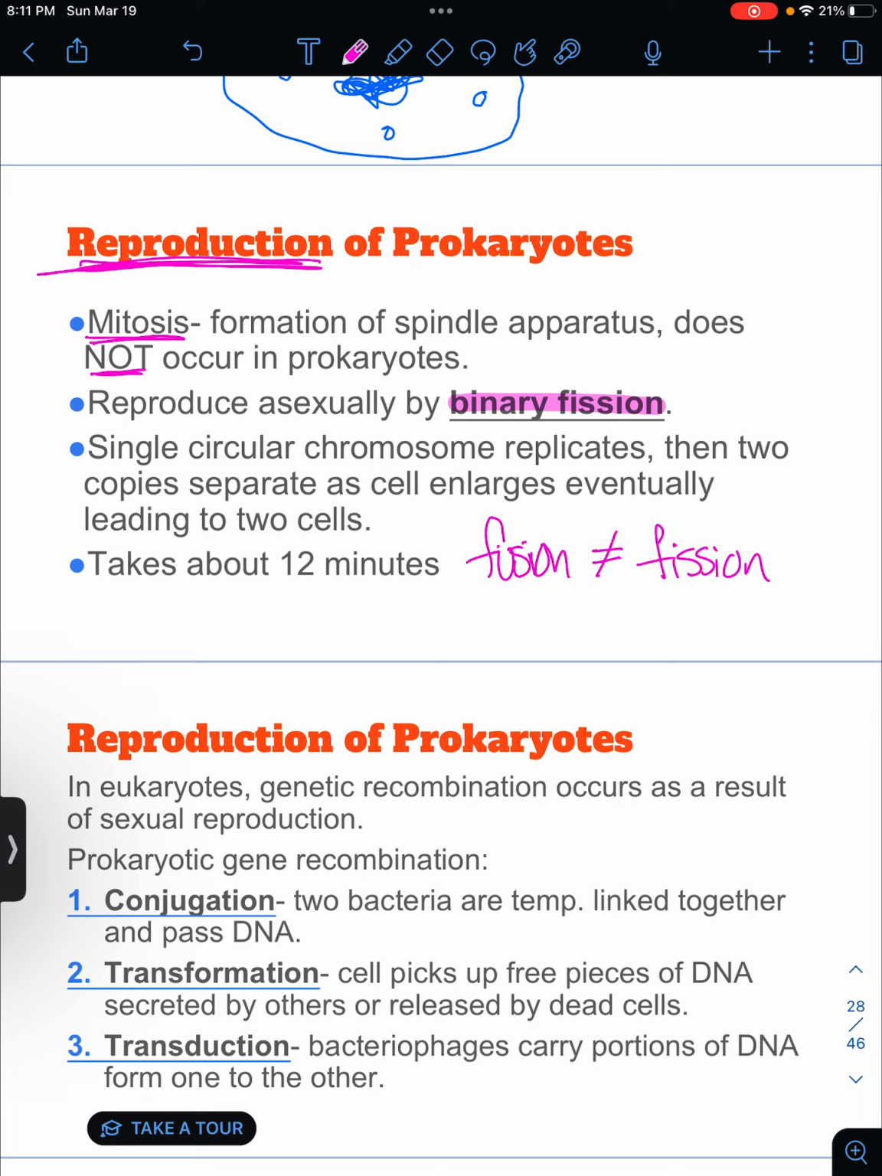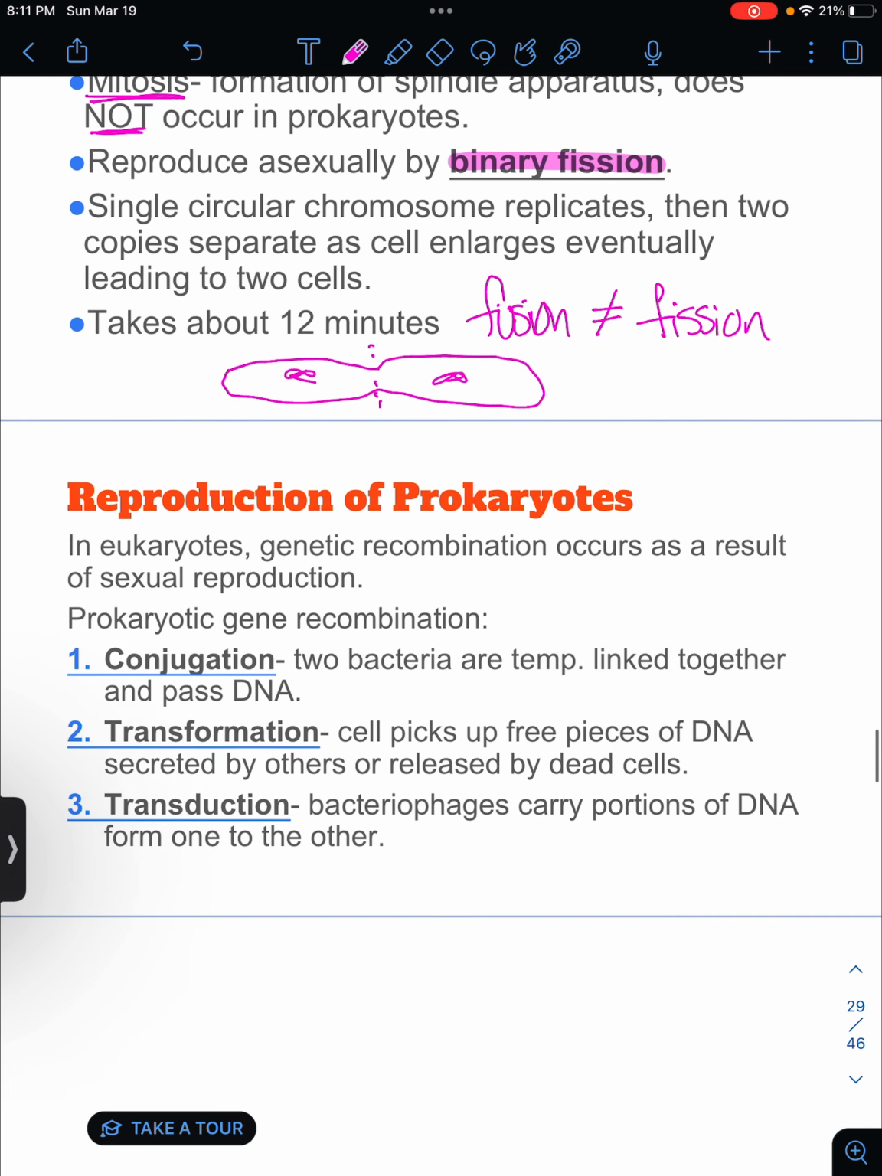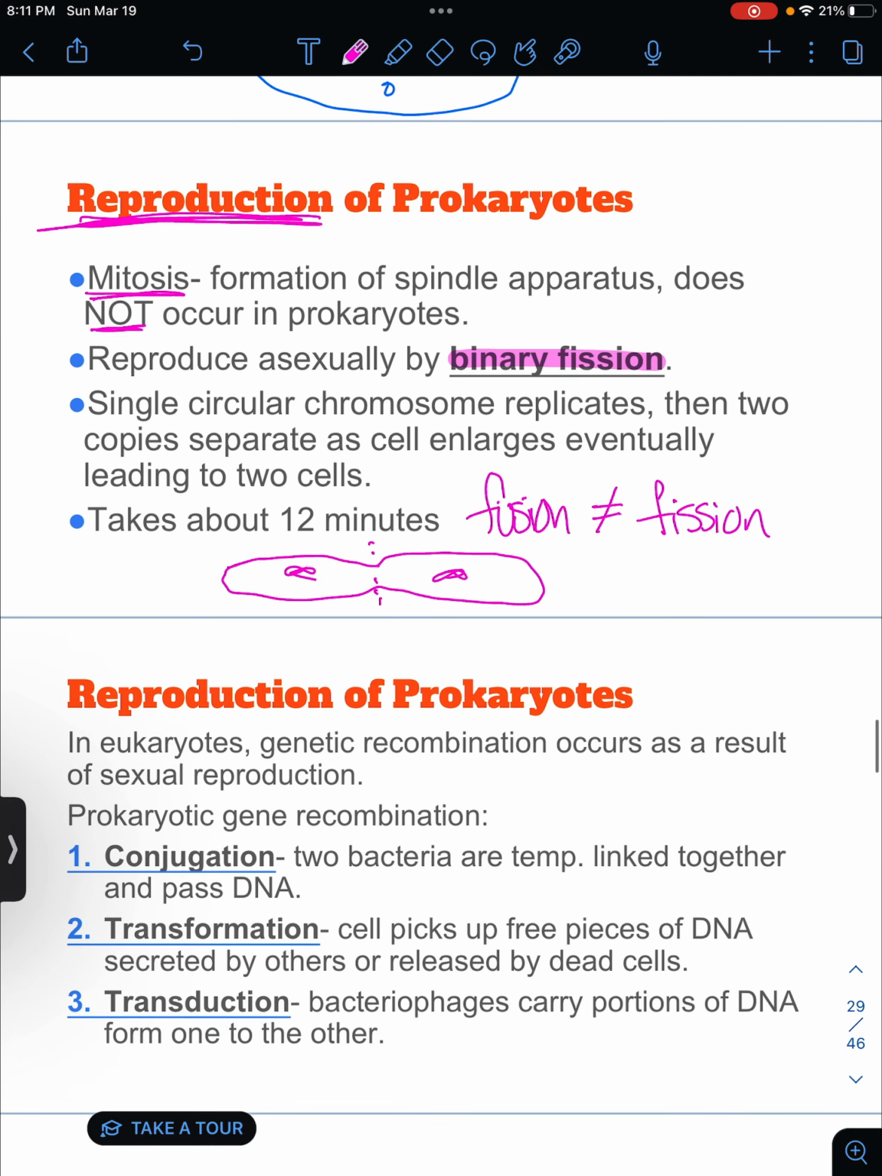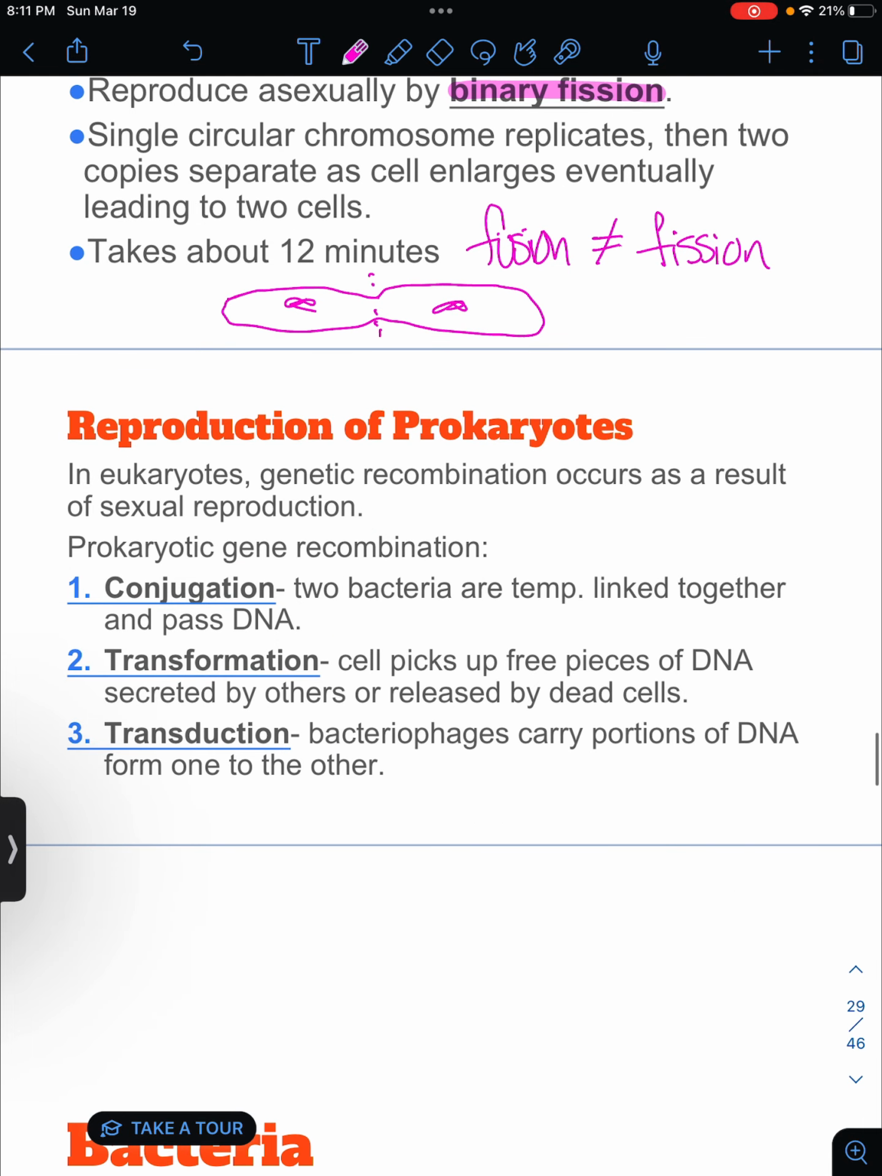A single circular chromosome replicates, and then two copies separate as the cell enlarges and eventually leads into two cells. This only takes about 12 minutes. So eventually you'll have this guy that looks like this, and it's eventually going to pull apart in fission and make two. It's almost just like mitosis, but it's for the whole thing. They don't have a nucleus and things like that. They don't have to form a spindle or anything like that to pull their DNA apart, because they don't have a nucleus.